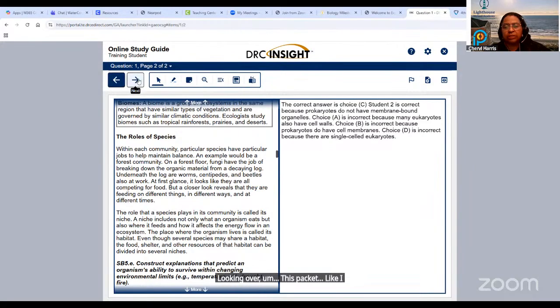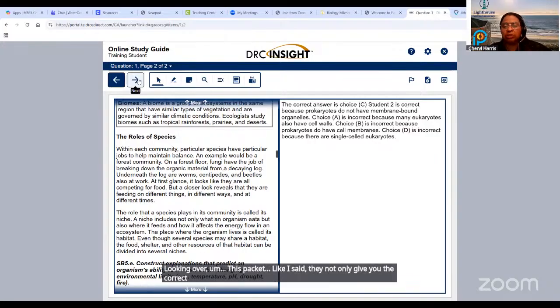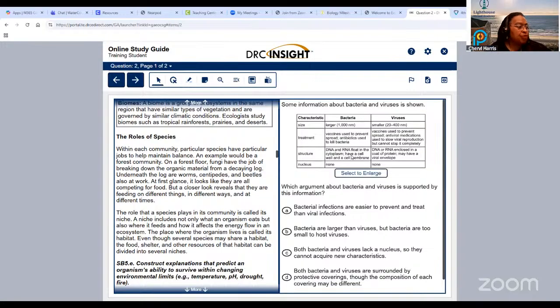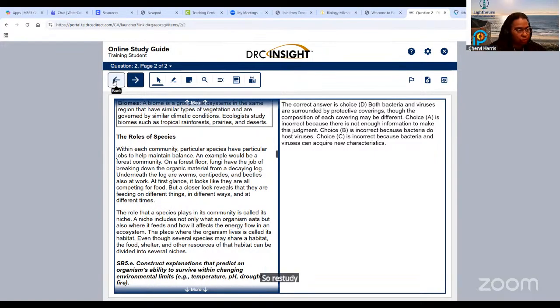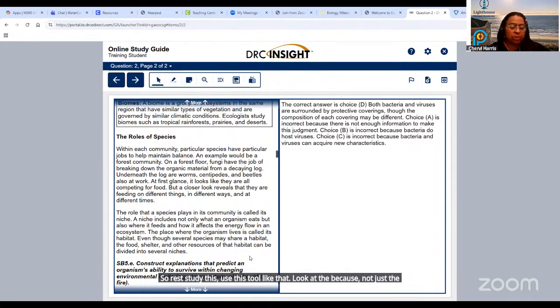Like I said, they not only give you the correct answer, but they also tell you why. It says incorrect because. Read those as well, because they might pick the other things that are wrong to ask the question about. It always tells you the right answer and the wrong answer because. So study this, use this tool like that. Look at the because, not just the right answer to the question.